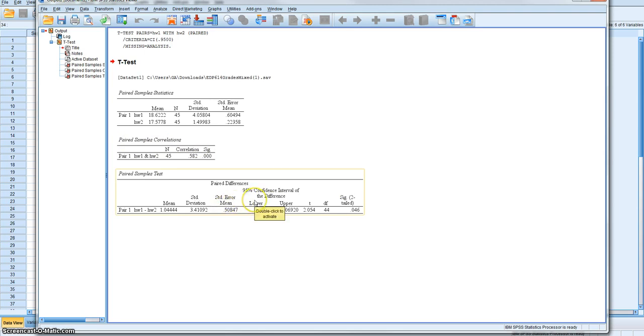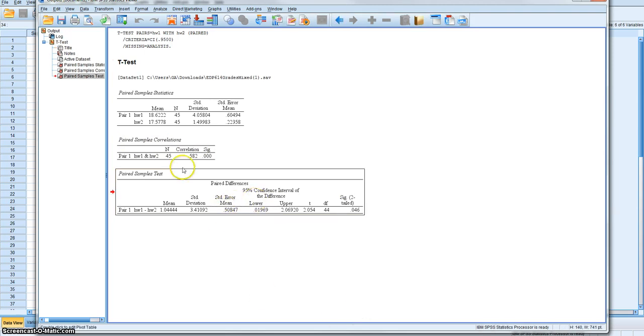The most important table is the paired samples test table. So we know that SPSS computes homework 1 minus homework 2. These last three columns are what's the most important. Under the significance column, we can see whether our test is significant or not. So in our case, we have 0.046, which is less than 0.05. That is significant. So we can report our results.